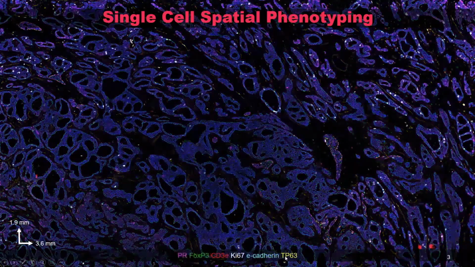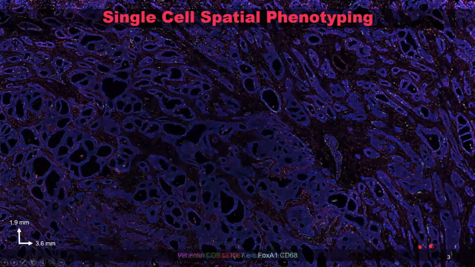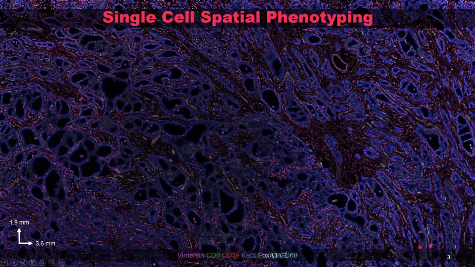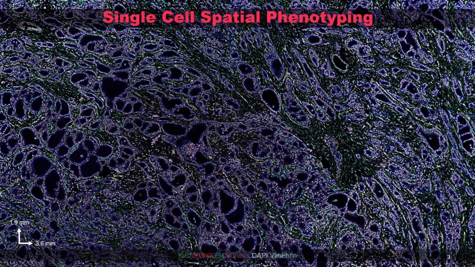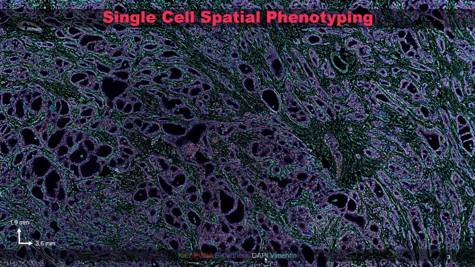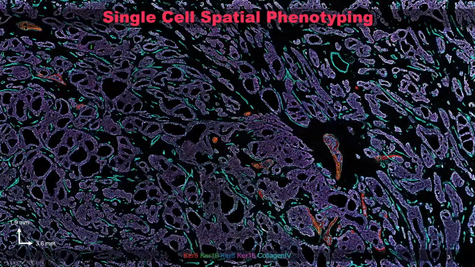These are toggling down here on the bottom. Each time you're looking at 5 to 7 different markers on the same tissue, but each time you're seeing a very, very different biology of this tissue. That is Codex single cell spatial phenotyping.